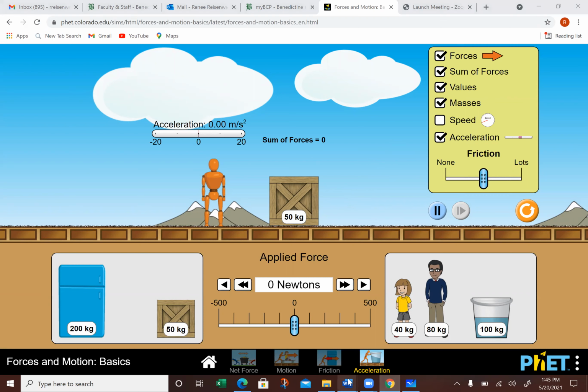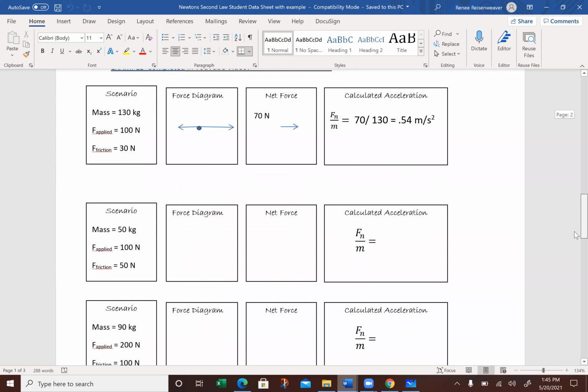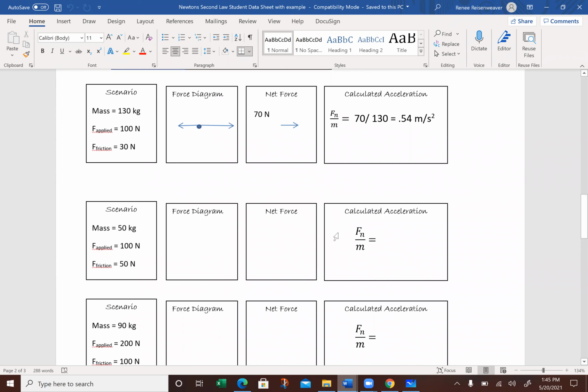Okay, we're going to try to set up each one of these and see if your calculations are correct. You don't even need the simulation to fill this out. You're going to fill in your force diagram by showing me what forces are present on the object. Okay, so we're going to go in and let's see.